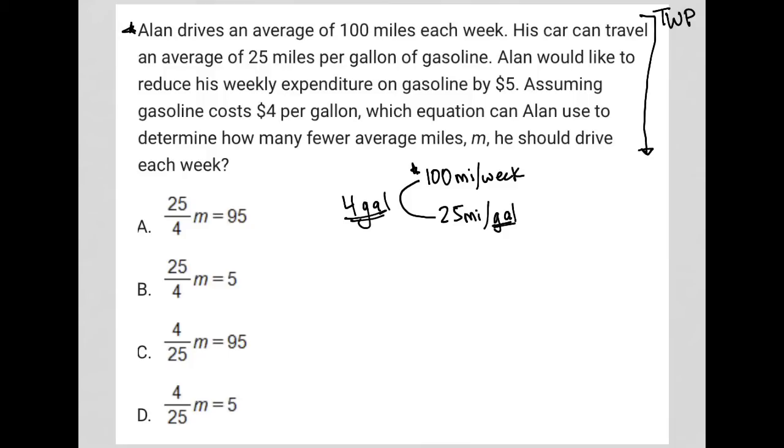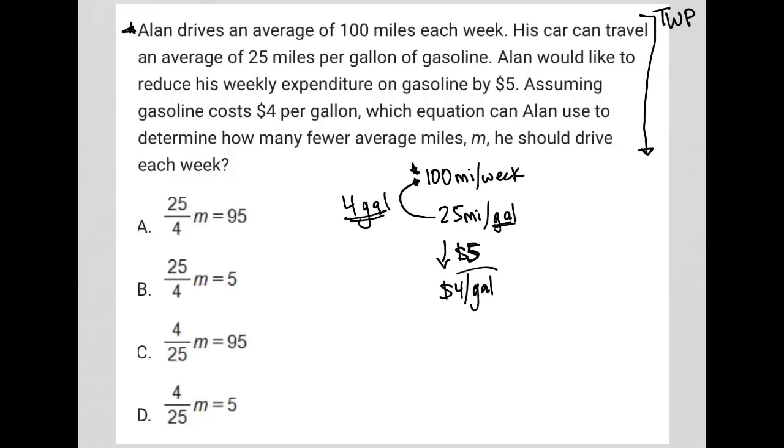I like to make those connections in between the information provided because sometimes it's helpful. The next sentence here says Alan would like to reduce his weekly expenditure on gasoline by $5. Okay, so far we don't know how much money's been spent, but we do know, just to make a note, we want to decrease by $5. Decrease costs. Assuming gasoline costs $4 per gallon. Okay, so now we have costs $4 per gallon.